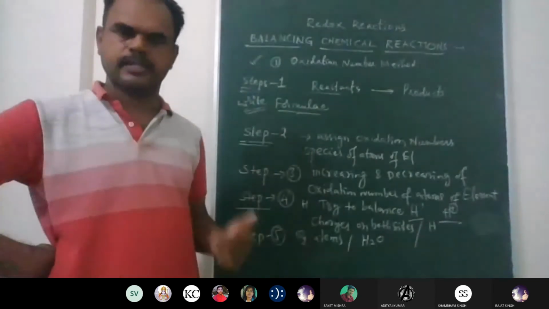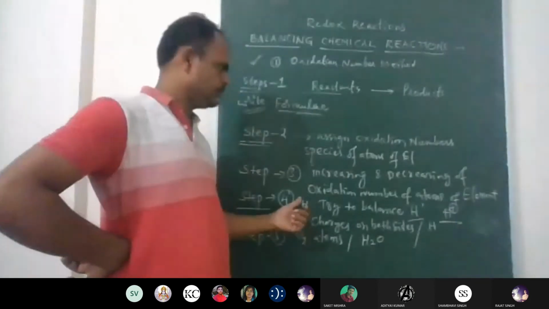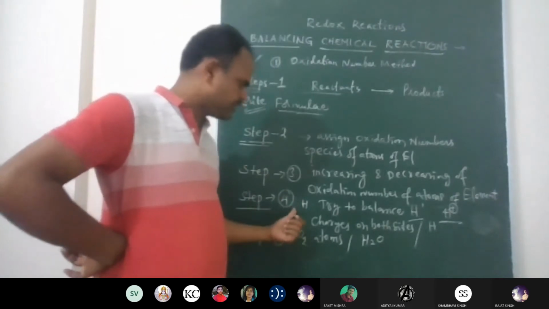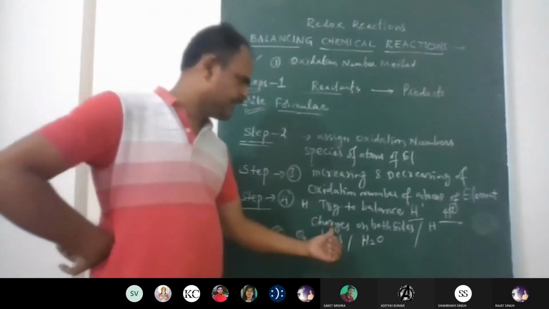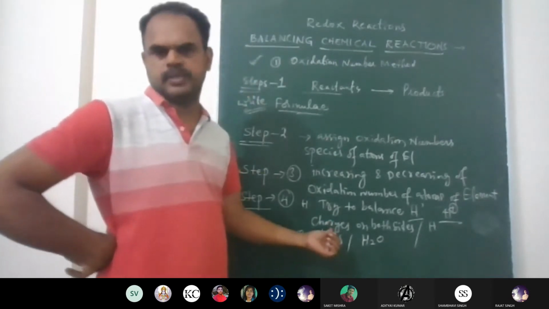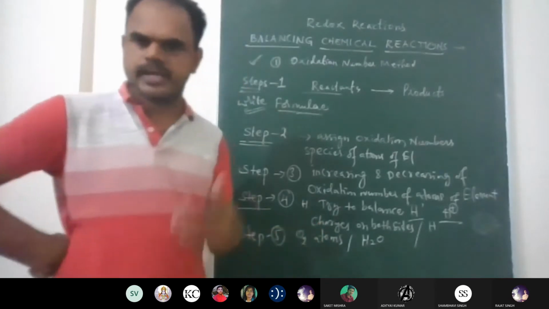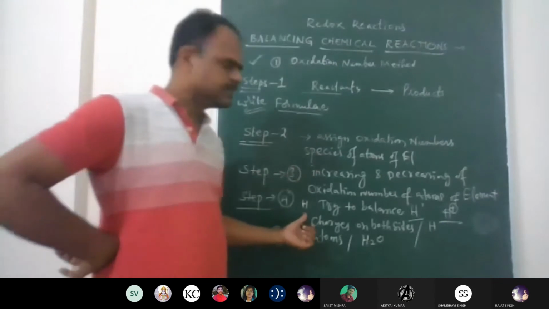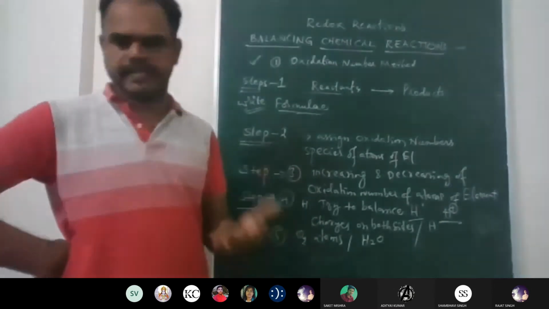So we have to balance the hydrogen atoms. And in step 4, apart from balancing the hydrogen atoms, we'll balance the charges on both sides also. Sometimes in the ionic equation, if the charges are unequal, then we have to balance the charges by using H plus ions or OH minus ions.